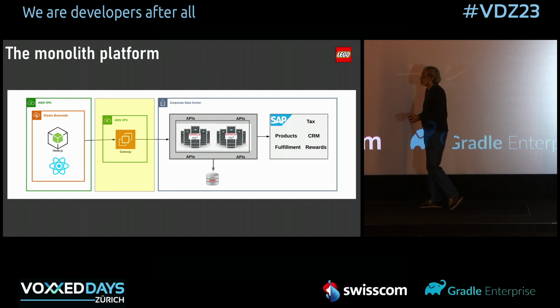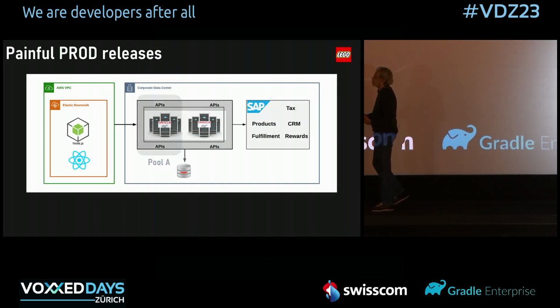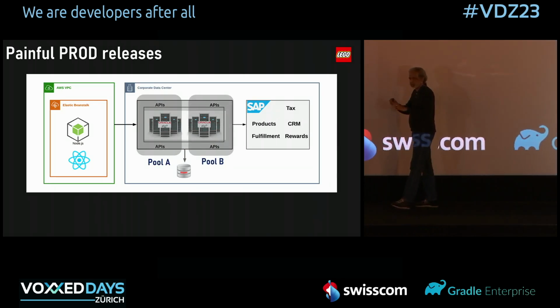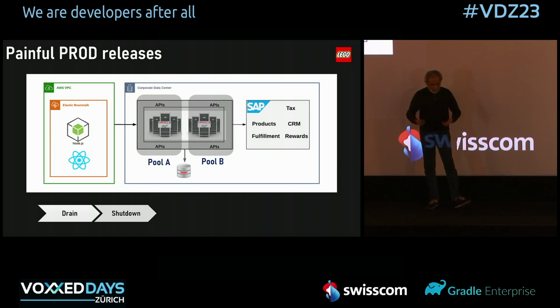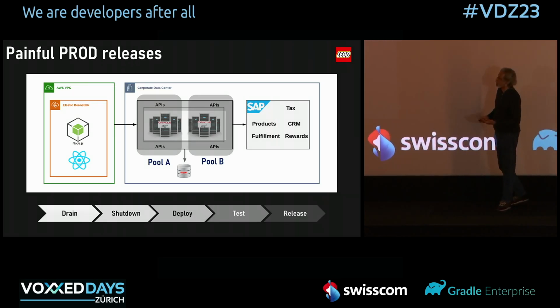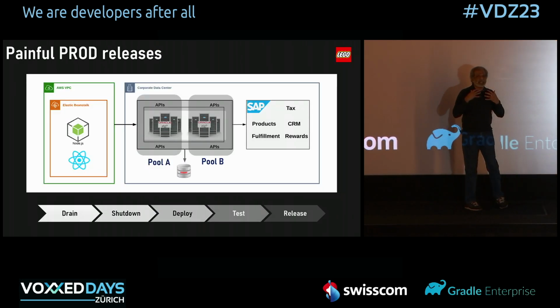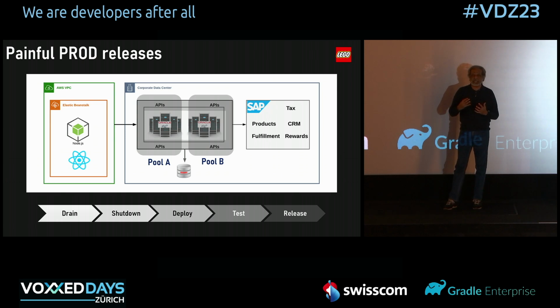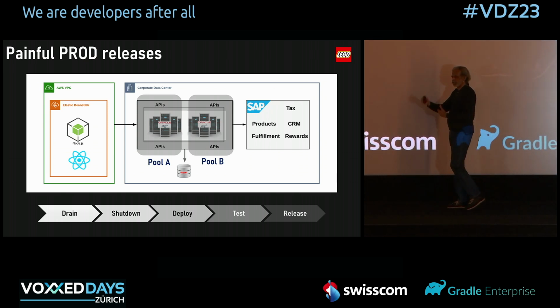Back in those days, releasing something to production was a big occasion. We split into 2 groups, and you go through this ritual of draining, then deploying and testing, and then releasing if everything went well. It takes nearly an hour or 2 for engineers to work together. If something went wrong, we needed to go all the way back and start again.